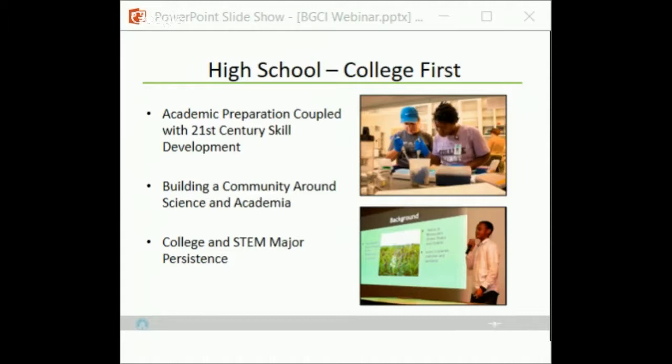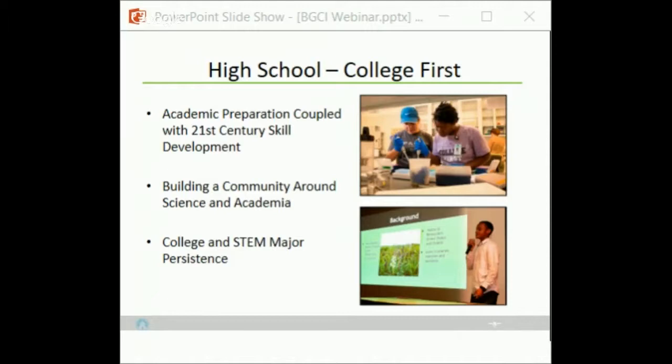During the school year, students have monthly meetings where they learn about green careers and how to negotiate the college application process. They are paid for their time because we recognize that many of those students would otherwise need to get jobs to help support their families. College First is much more academically rigorous. It's very much focused on academic preparation and college preparation.